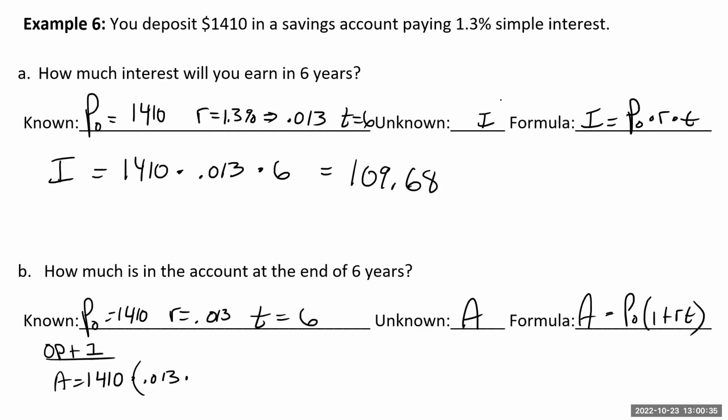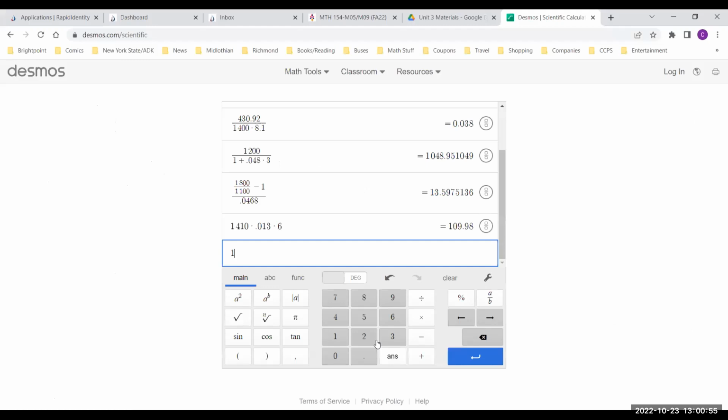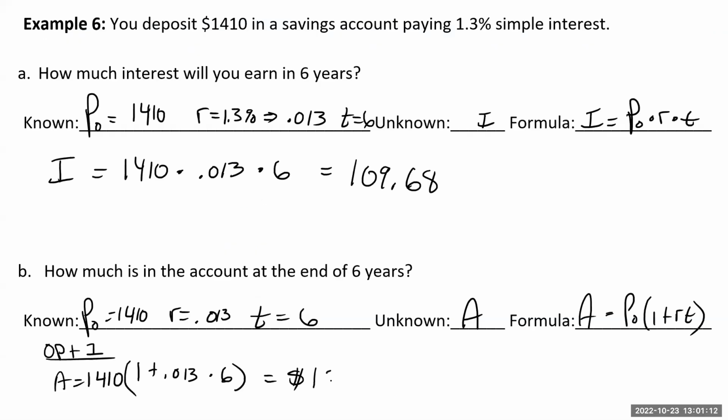Whoops. I forgot the 1 plus, you guys. Sorry about that. I got too excited to find out how much money I've got. All right, replay. 1410 times 1 plus 0.013 times 6. Let's see how much money we've got in the account. So it looks like we've got $1,519.98. All right, that's option one.